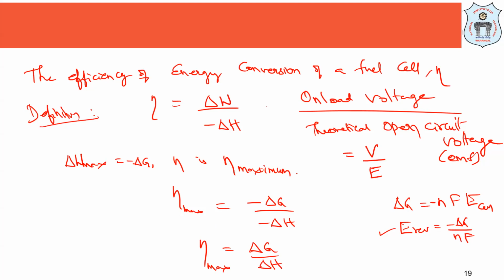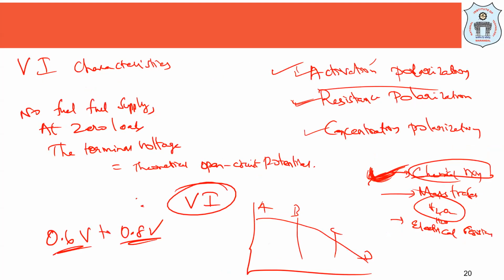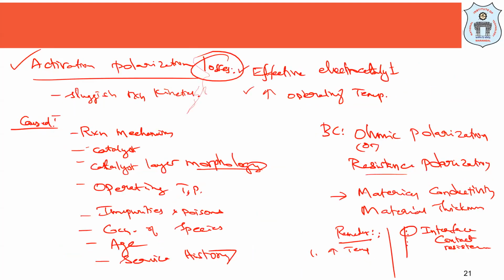And from electrochemistry we also know that delta G equals minus NFE, so you can rewrite to get E equal to delta G by NF. Once you know delta G, the number of electrons involved and the Faraday constant, you will get the EMF generated in a fuel cell. And we have seen the three types of polarization majorly taking place in a fuel cell, from open circuit potential to when the load is on. So that is discussed in this lecture.